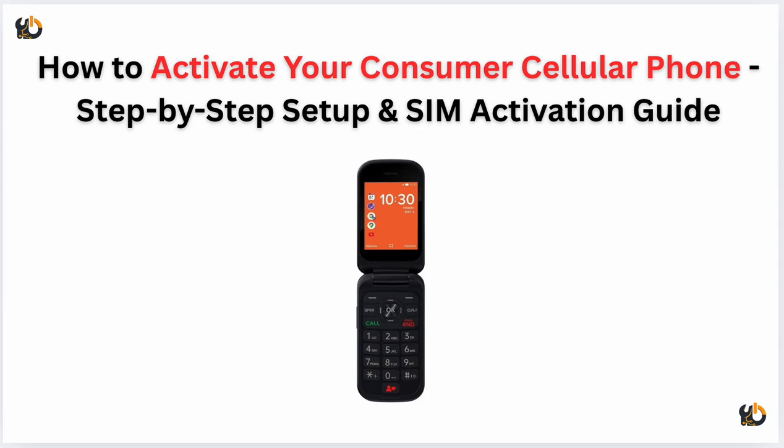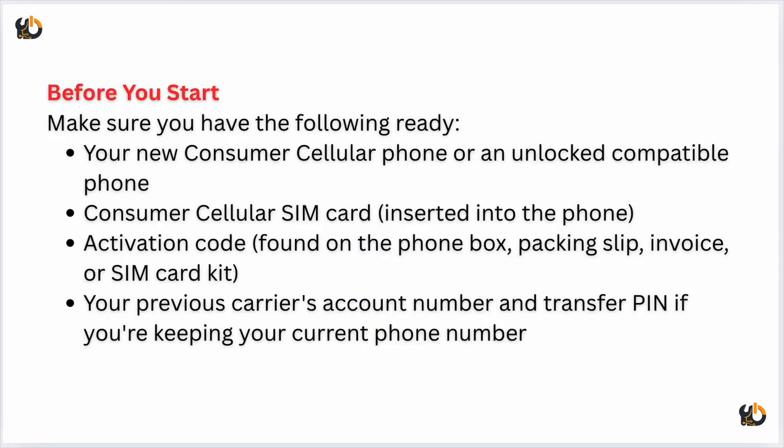Hi everyone, in today's video we will see how to activate your Consumer Cellular phone, a step-by-step setup and SIM activation guide. Before you start, make sure you have the following ready: your new Consumer Cellular phone or an unlocked compatible phone, the Consumer Cellular SIM card inserted into the phone, the activation code found on the phone box, packing slip, invoice or SIM card kit, your previous carrier account number and transfer PIN if you are keeping your current phone number.